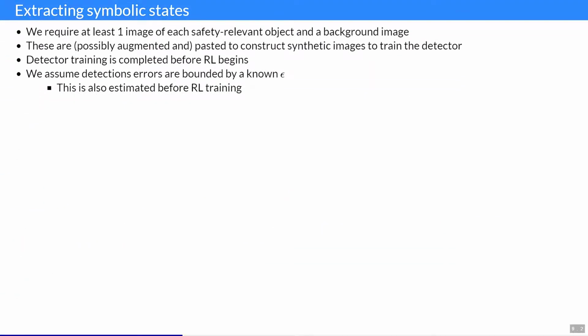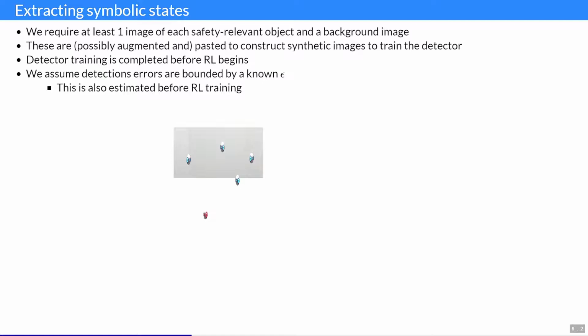In order to minimize the labeling effort for these visually simple environments, we just require that at least one image of each safety relevant object be given and a background image. And then we construct a synthetic data set by pasting these images together and using various augmentations that are common in computer vision. From this data set, we can train the detector before reinforcement learning begins so that we'll be able to use it to be safe throughout the reinforcement learning process.